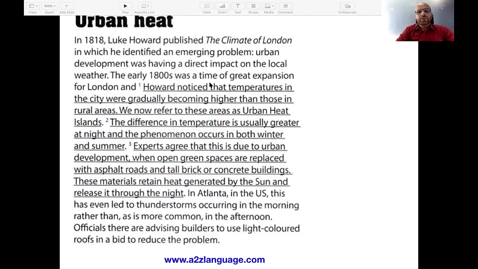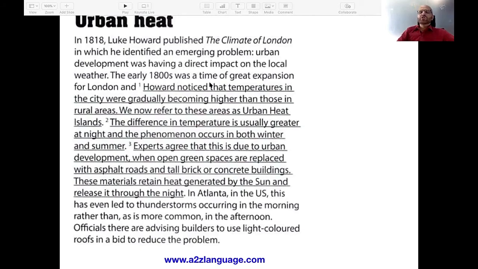The experts agree that this is due to urban development, when open green spaces are replaced with asphalt roads and tall brick or concrete buildings. These materials retain heat generated by the sun and release it through the night. In Atlanta, in the US, this has even led to thunderstorms occurring in the morning rather than, as is more common, in the afternoon. Officials there are advising builders to use light-colored roofs in a bid to reduce the problem.